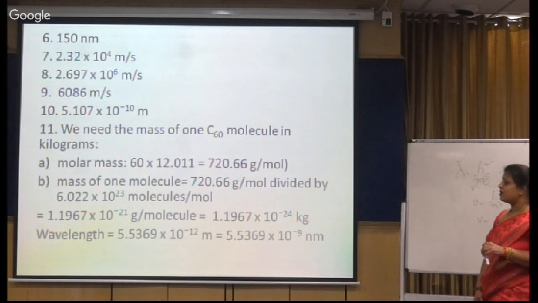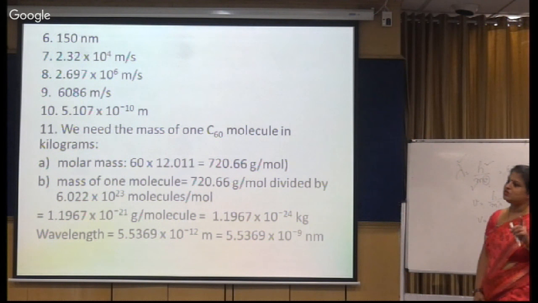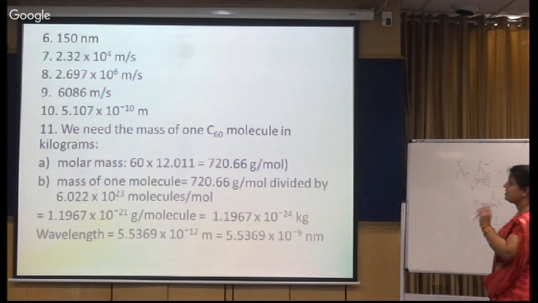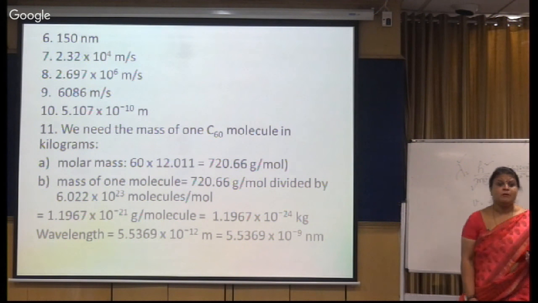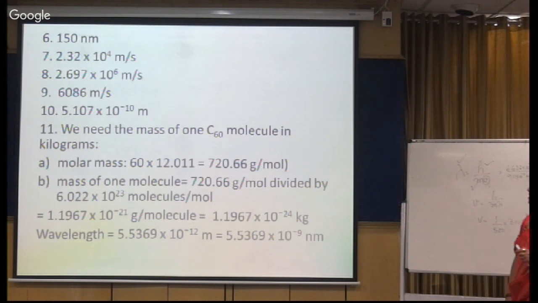Then the mass of one molecule. The de Broglie wavelength has been asked for one molecule. So for one molecule, it has to be divided by Avogadro's number, that is 6.023 into 10 to the power 23 molecules. So we get the answer of 1.19673 into 10 to the power minus 21 gram per molecule. Converted into kg, it will be 1.19 into 10 to the power minus 24 kg per molecule.